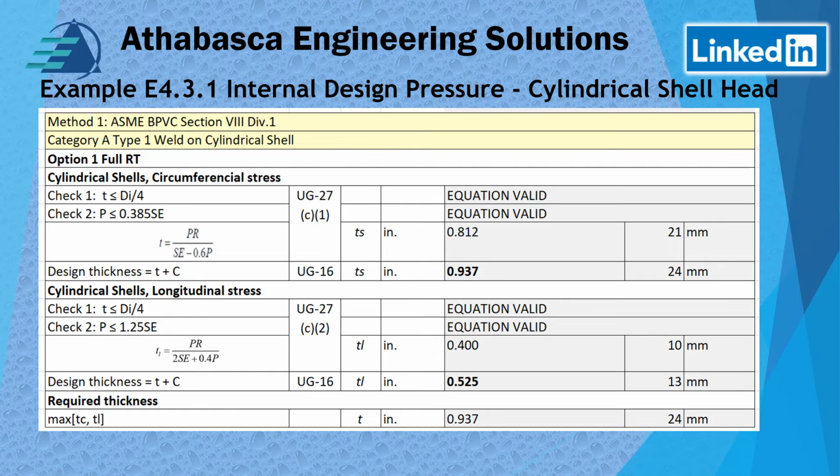So now we look at the longitudinal stresses, and you can see when we do the equation, we get roughly half, which is what we'd expect. Some people just jump to the circumferential stress. Anyway, we go through the same exercise, a slightly different equation, and we get 0.52. And of course, we have to take the maximum. So we get 0.937, and that's all there is to it.